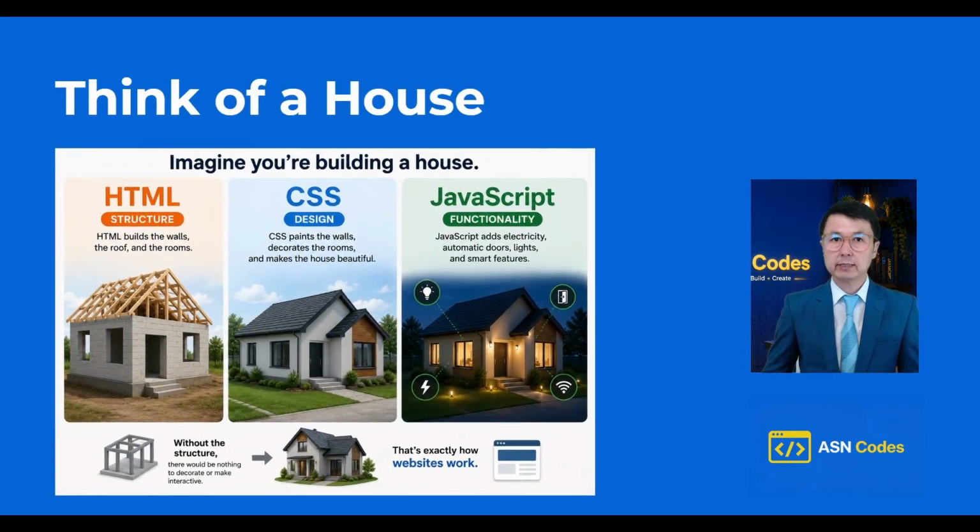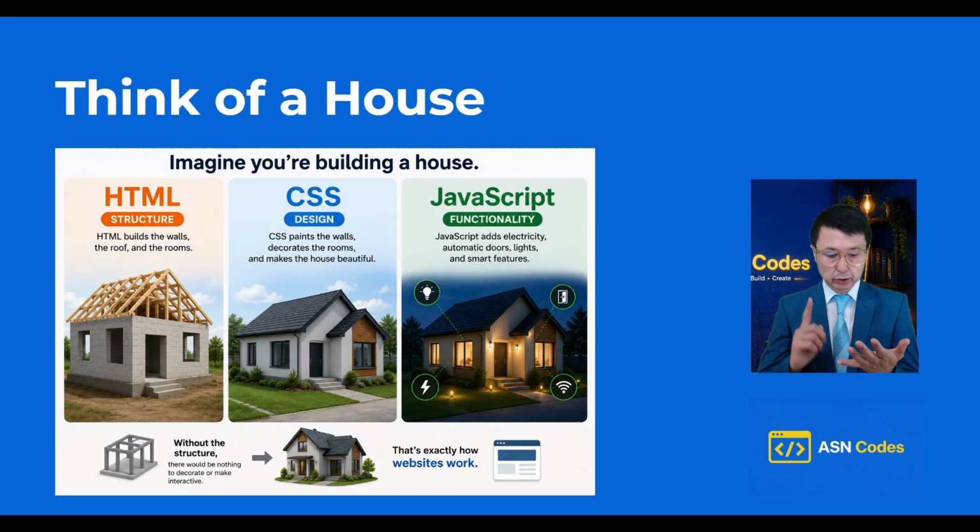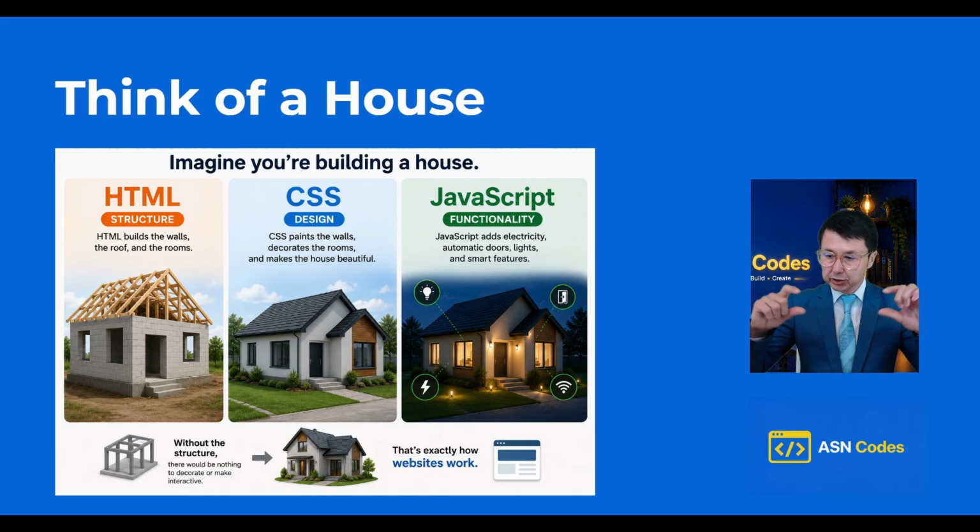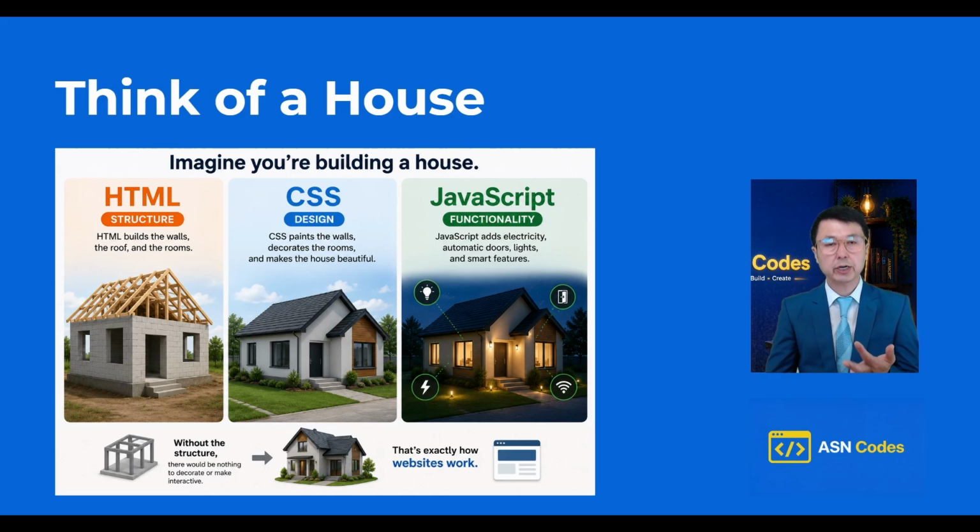Here is a simple way to understand how HTML works with other web technologies. Imagine you're building a house. First, you need the structure of the house. You need the walls, doors, windows, and roof. That is similar to HTML. HTML creates the structure of the web page. Next, you want your house to look beautiful. You choose colors, decorations, furniture, and the overall appearance of your house. That is similar to CSS. CSS controls the design and overall appearance of the web page.